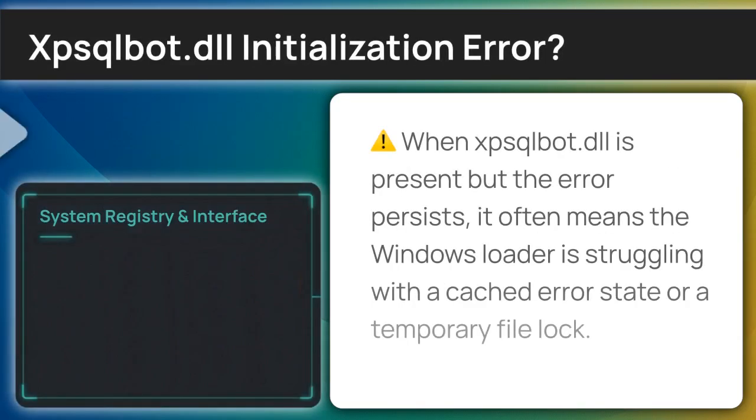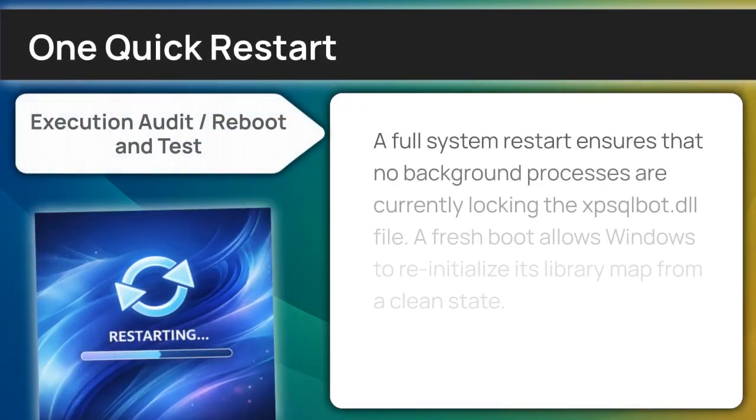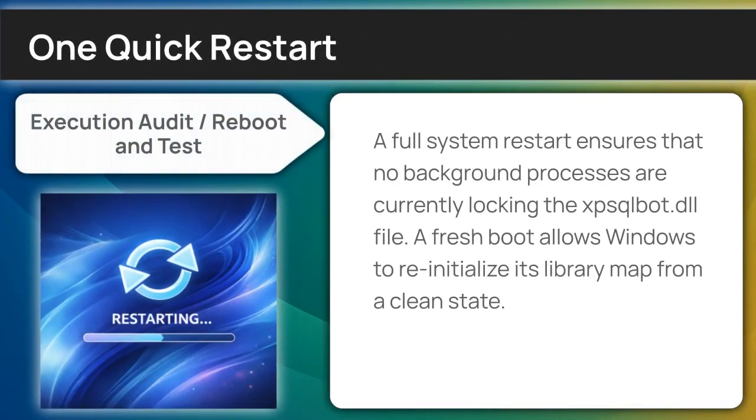When a standard software refresh isn't enough, we need to bypass the automated installers and look at manual system state resets. If your system has been running for an extended period, a reboot might be necessary to resync your background processes and clear any temporary locks on the Xpsqlbot library file.